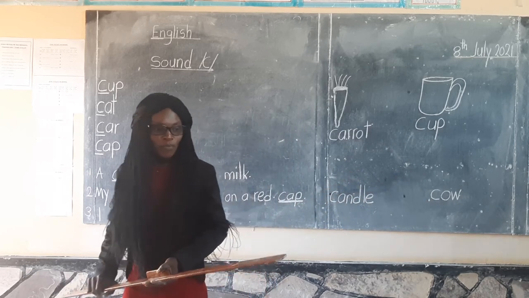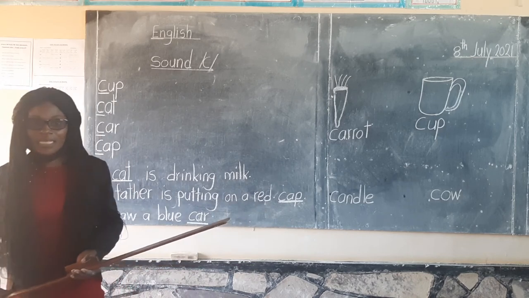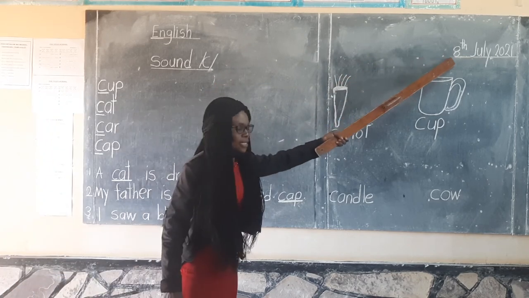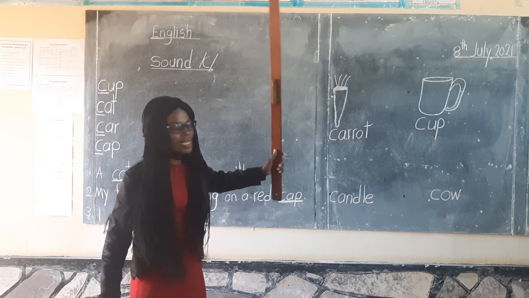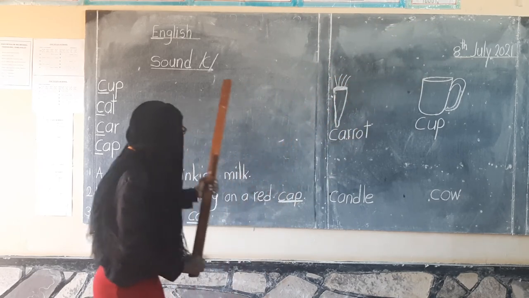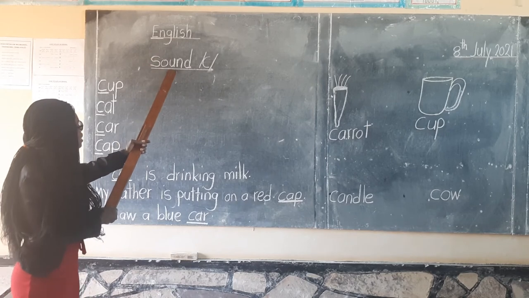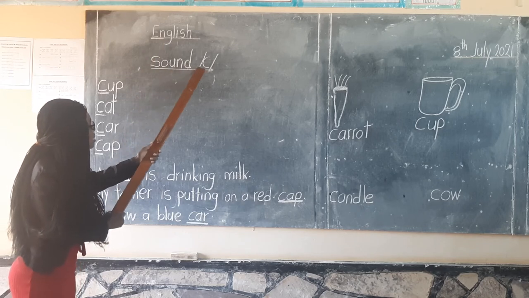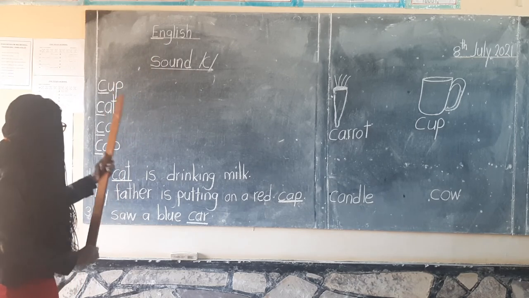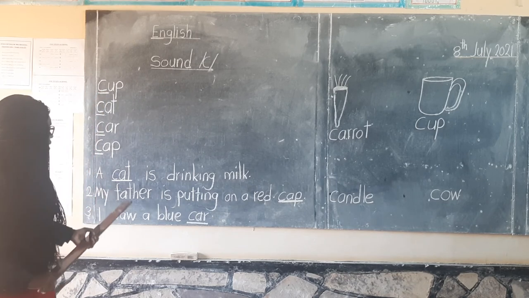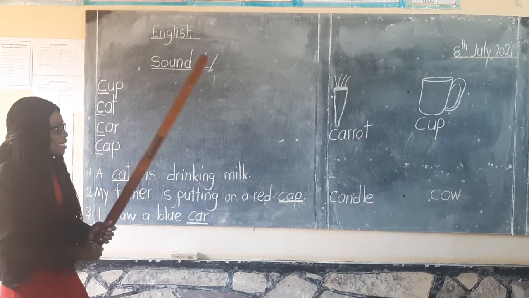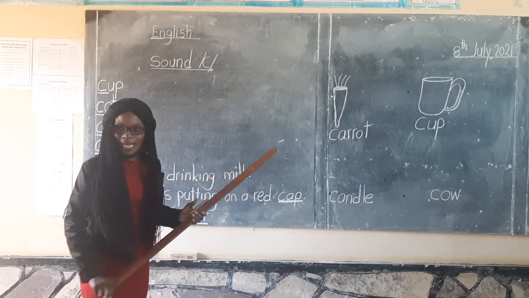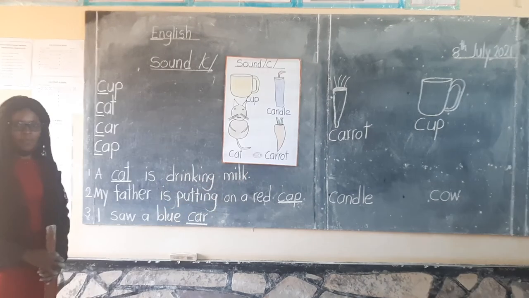Okay, let me give you books so that you can start writing. Remember to write, you're supposed to start with the date. Then you go to this side where you write sound. Don't write the subject here, just write sound. Then copy what is here, you underline the sound. Here on the sentences, you underline what the words say. You draw the picture, then you write the word down. Is it clear? Okay, let me give you books.